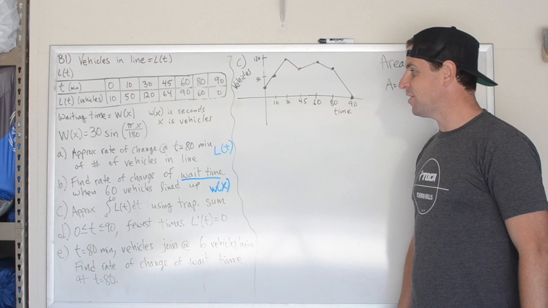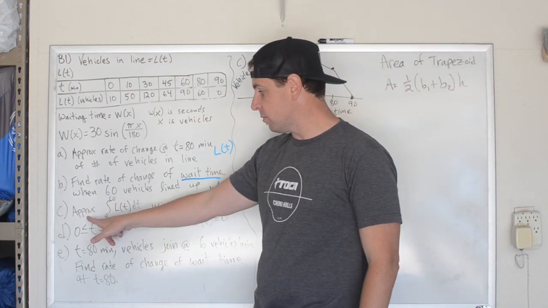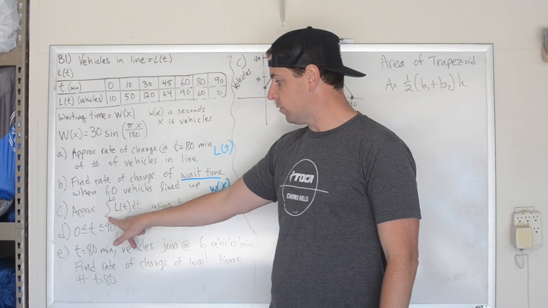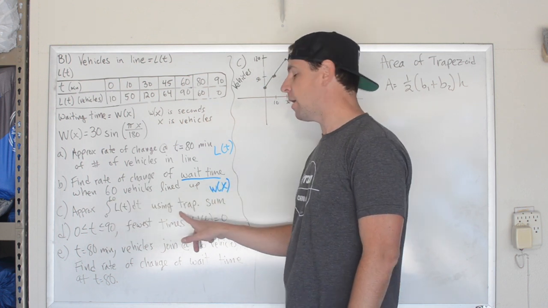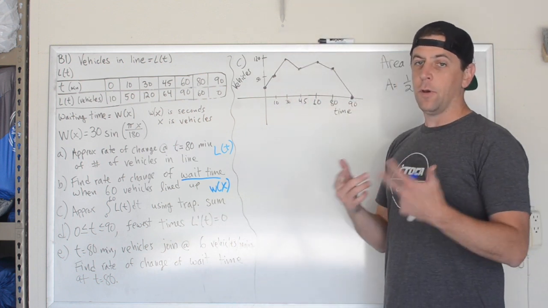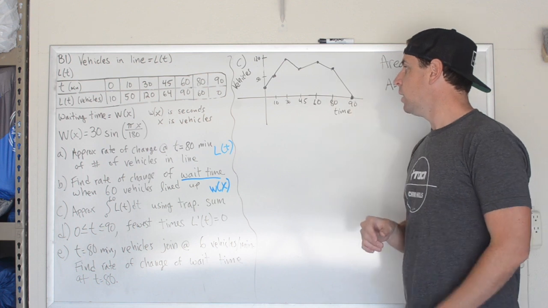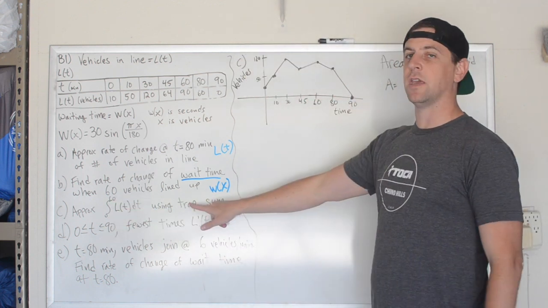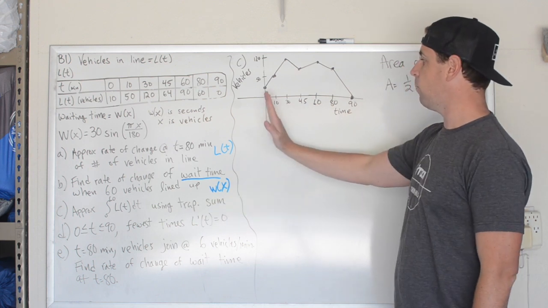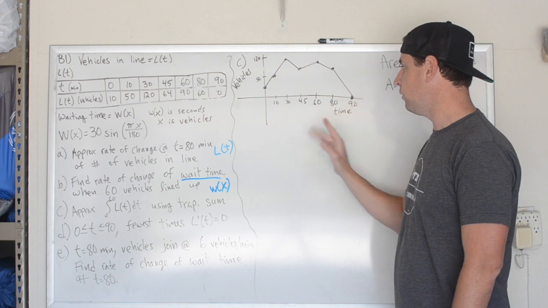So here we're on part C. Part C, here's what they've asked me to do. They've asked me to approximate this integral, the integral from 0 to 60 of L of t dt using the trapezoidal sum. So what I did is I said, okay, let me take L of t and let me graph this one. And then they've asked me for the integral L of t from 0 to 60 using a trapezoidal sum, which means I want to make trapezoids to find the area under the curve just between 0 and 60.